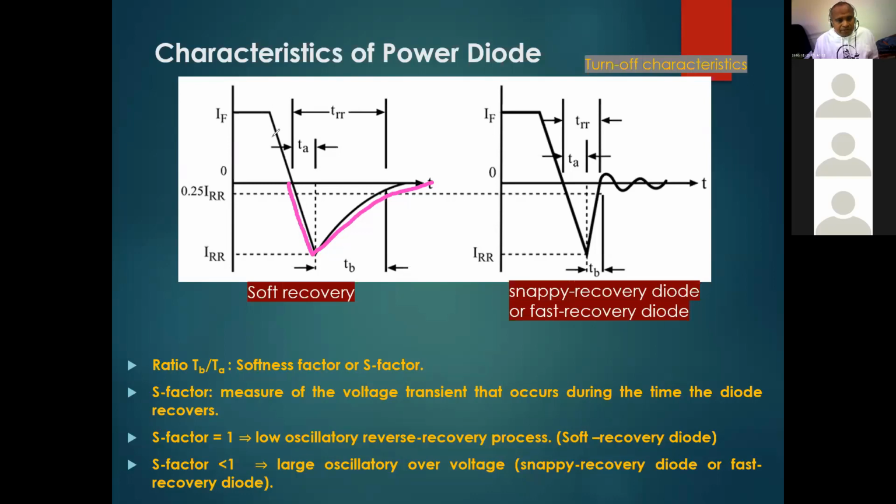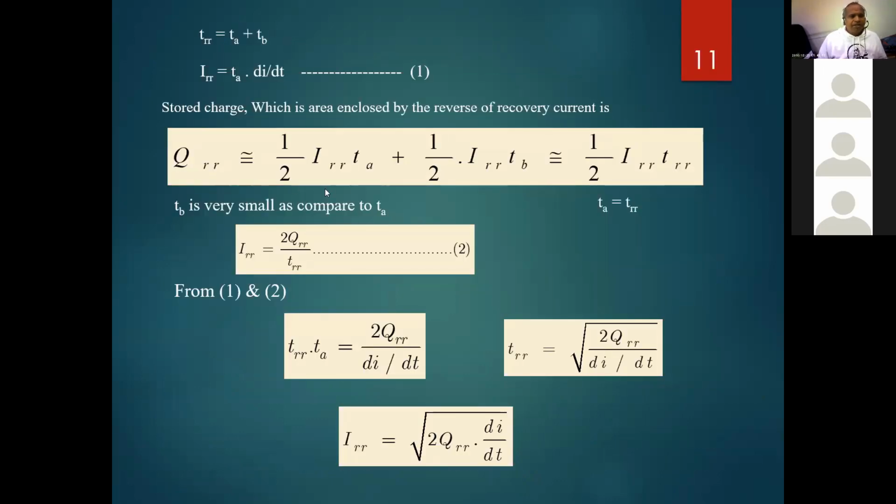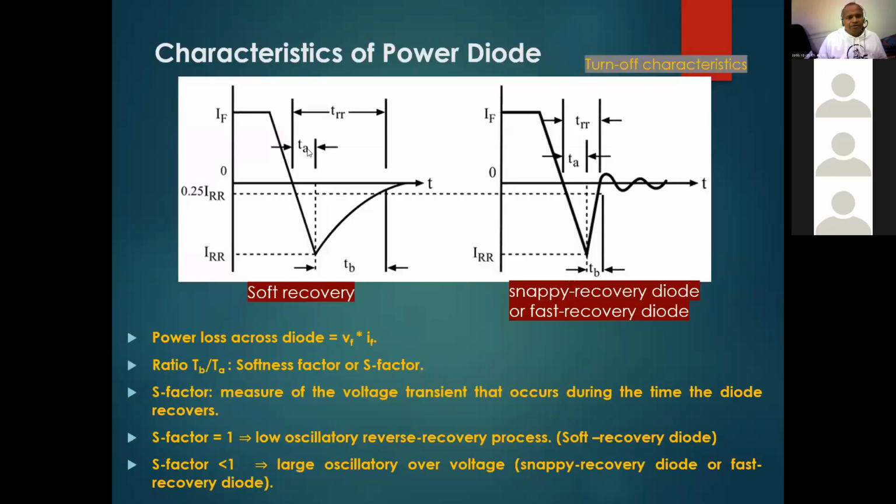And the total TRR in the fast recovery is very small as compared to soft recovery. See here, the TRR is equal to TA plus TB. The reverse recovery time TRR is equal to TA plus TB. I think everyone is clear on this.